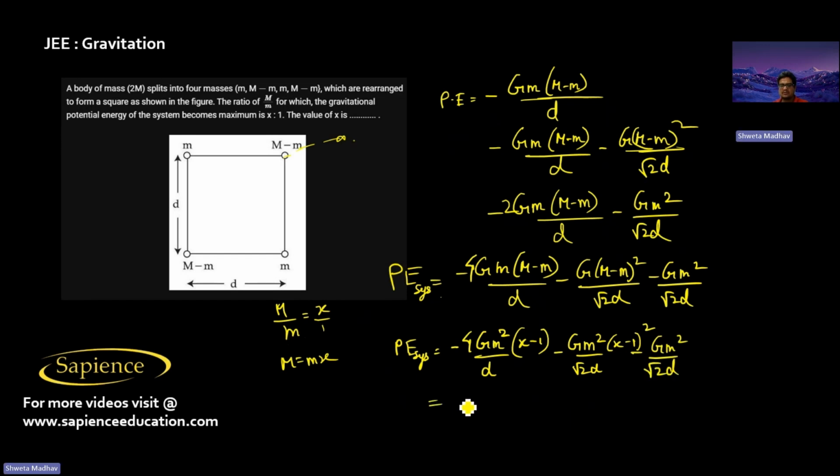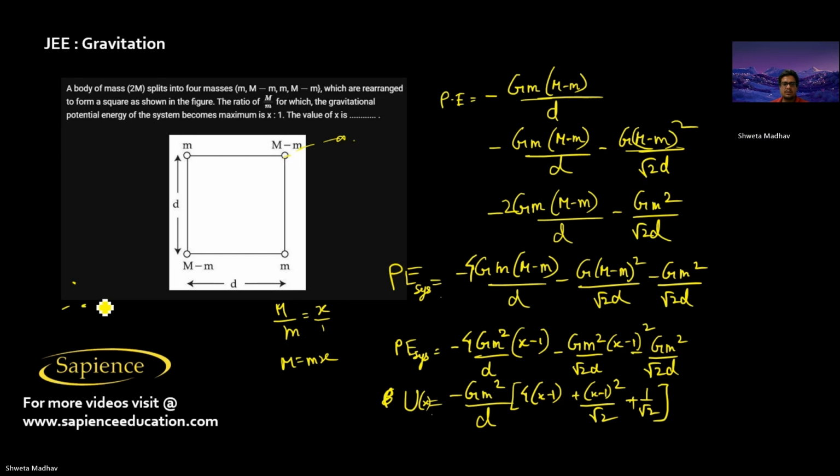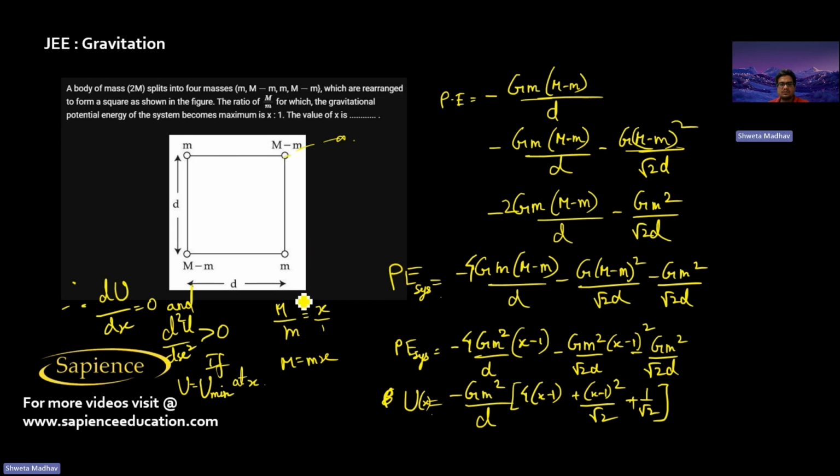So this I can say is minus G m square by d into [4 into (x minus 1) plus (x minus 1) whole square by root 2 plus 1 by root 2]. So this has to be minimized. So let's call this a function U of x. So for minimizing, dU by dx has to be equal to 0, and d square U by dx square has to be more than 0 if U is minimum at x. Value of x has to be found.